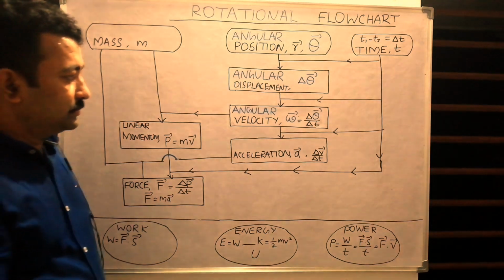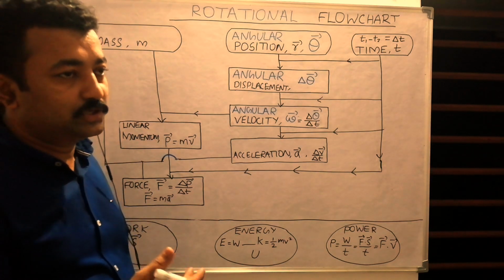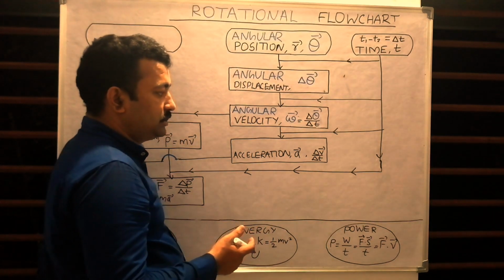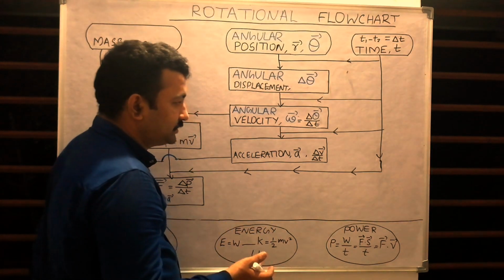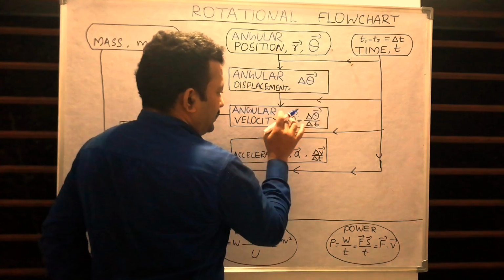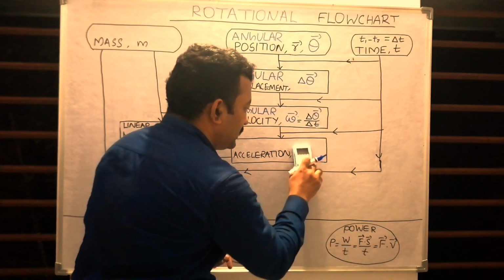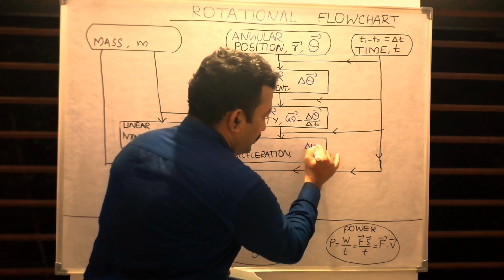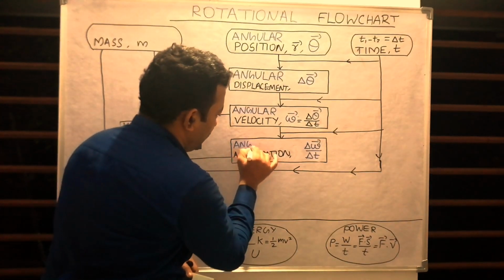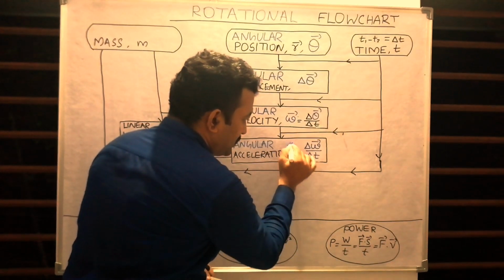Now what about acceleration? When the angular velocity is constant, we know that it is a uniform circular motion. When the angular velocity is changing, it is a non-uniform circular motion, or we can say that the particle is accelerated in the angular manner, along the periphery, with the velocity changing with respect to time. Instead of delta v divided by delta t, it is delta omega divided by delta t. Acceleration is called angular acceleration, represented by the symbol alpha vector.